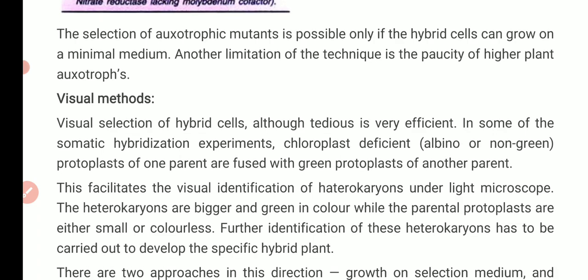So you grew them on the medium and they can grow, because only those hybrids can grow, no? Because they got the normal enzyme from their other parent, the donor parent.